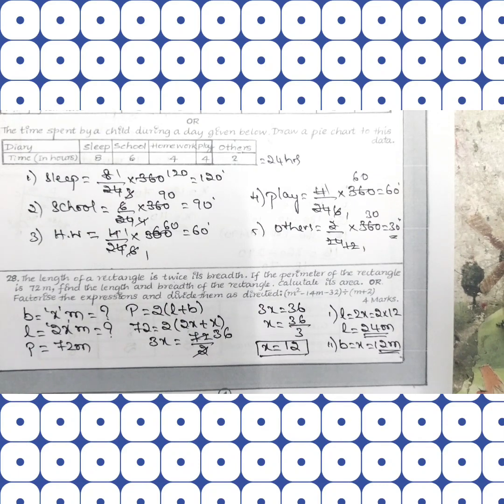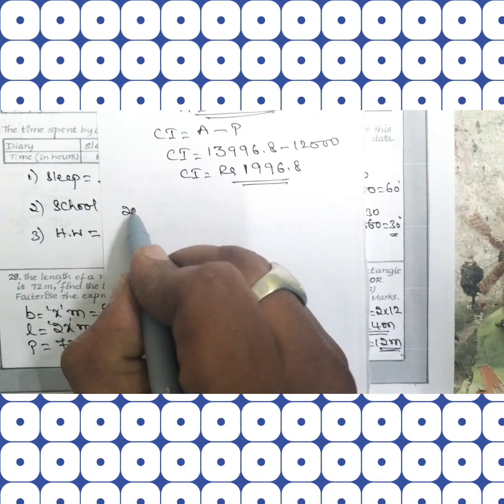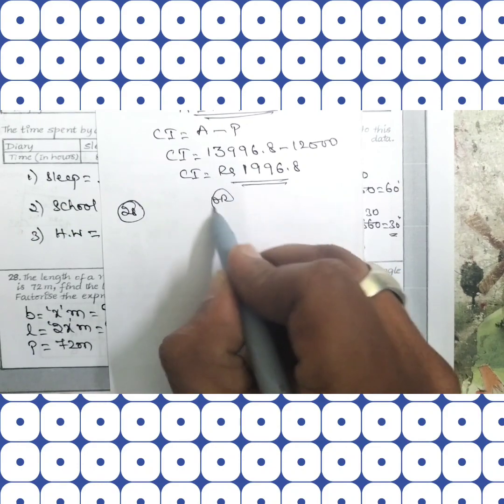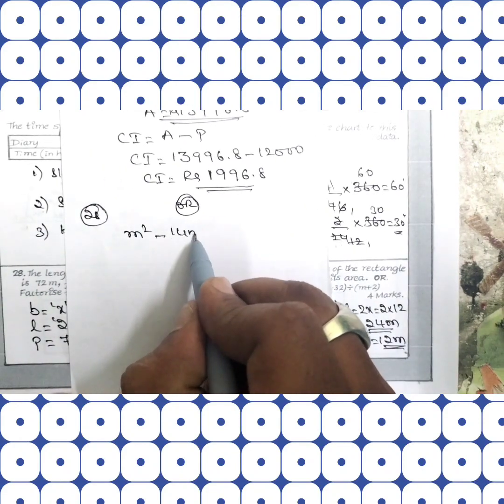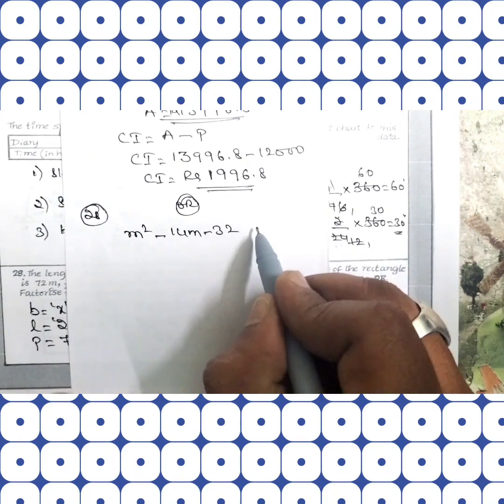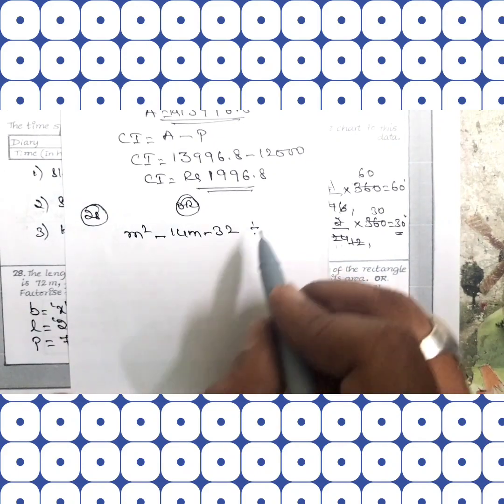And here only one more internal choice question is there, that is factorize the expression and divide them as directed. M square minus 14m minus 32 divided by m plus 2 anta ide. So now let us answer this question. So 28th internal choice question. So what is there given? M square minus 14m minus 32, it is divided by m plus 2.